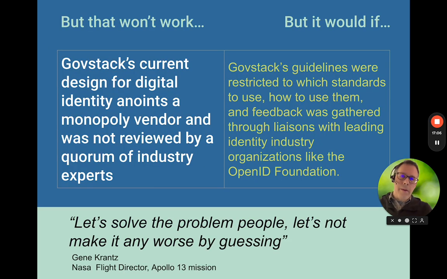And I'll actually say one more thing about anointing a monopoly vendor. To use another example, here in the UK, the Open Banking Implementation Entity, OBIE, was very careful when they defined the standards that more than one product vendor could satisfy those standards, because they wanted to make sure that there was an ecosystem and competition around the solution providers, and it wasn't just one organization or vendor who could supply that.